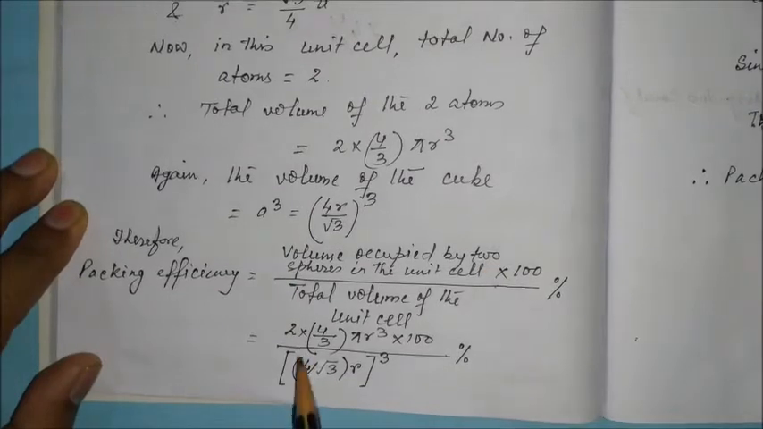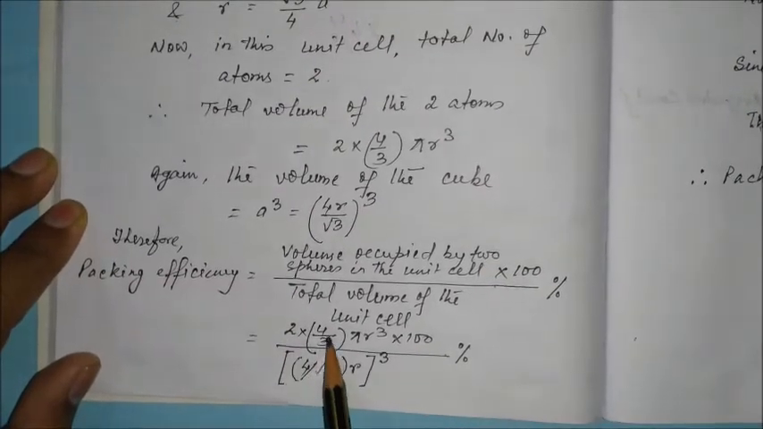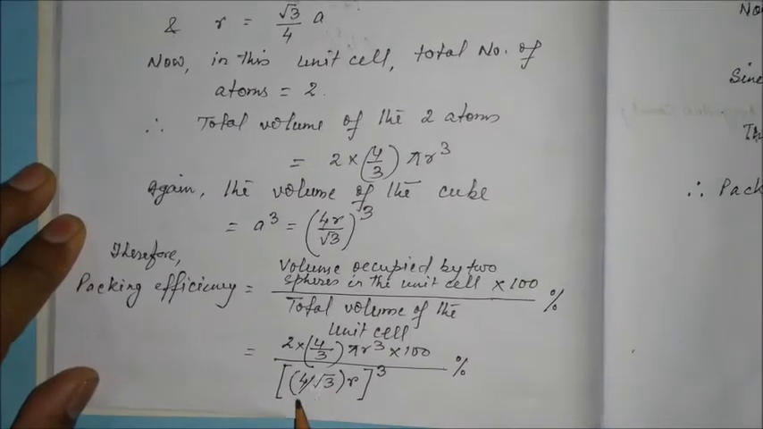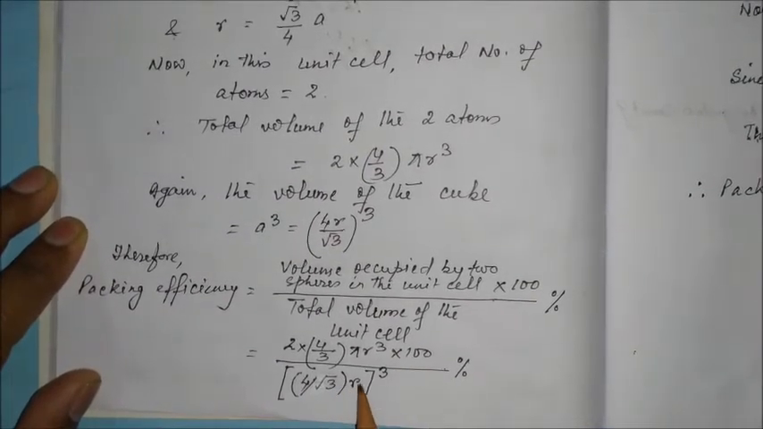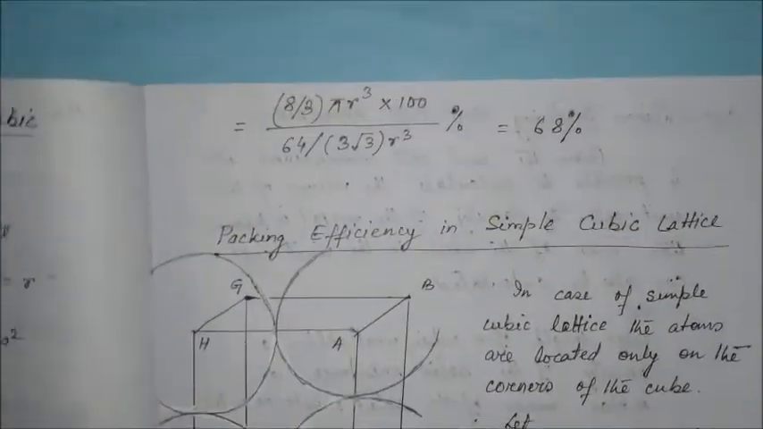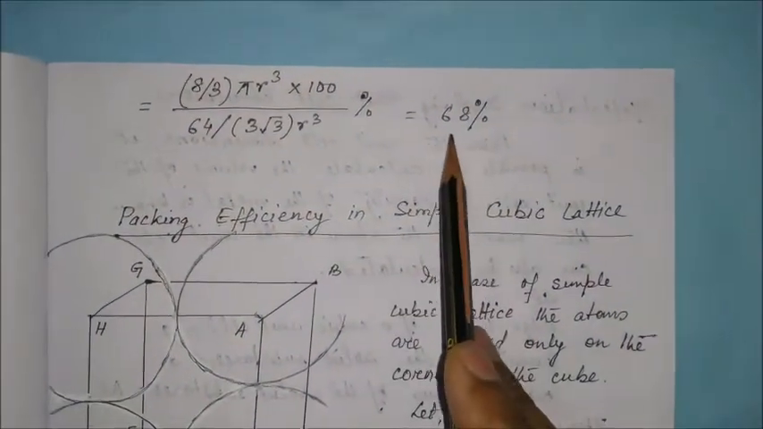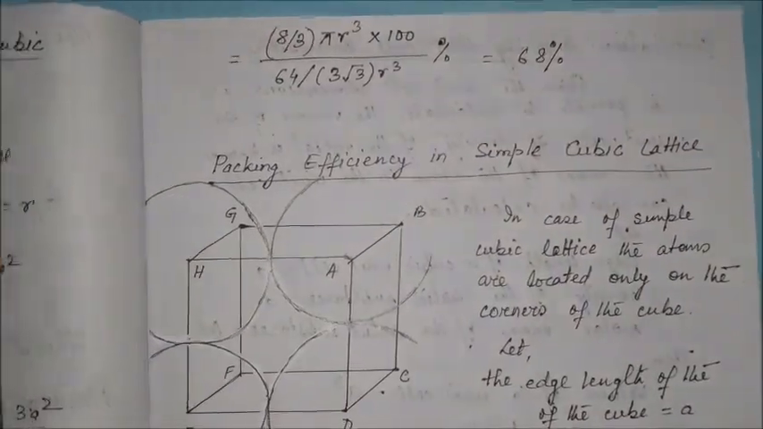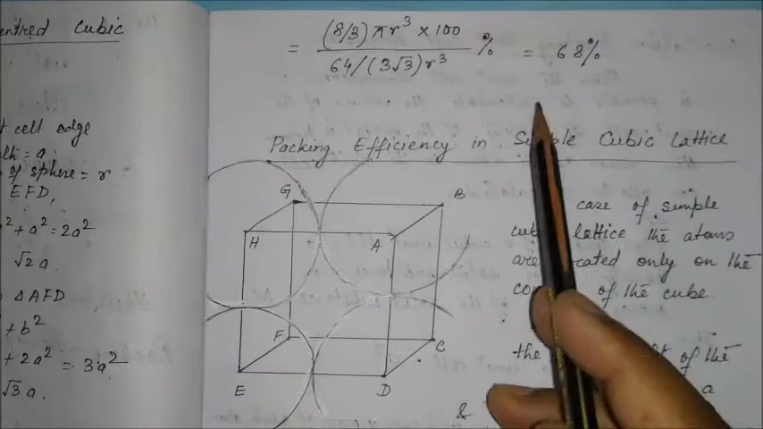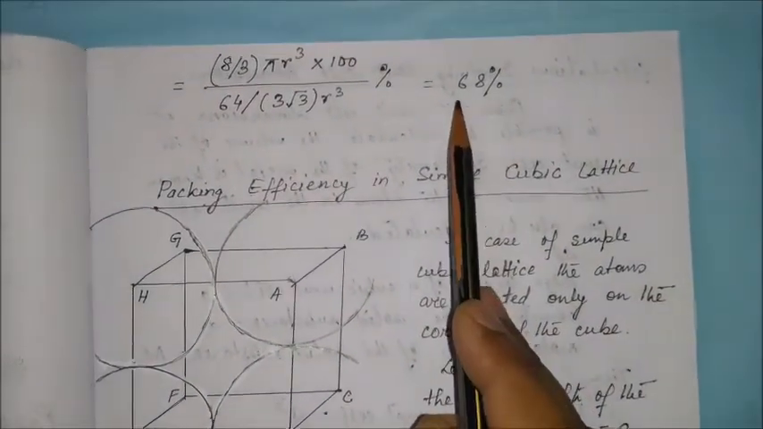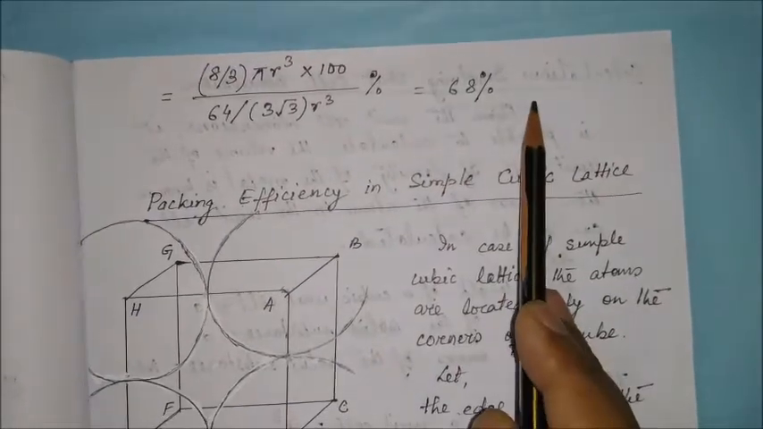When we put in the values, we get 2 into 4 by 3 pi r cube divided by 4r by root 3 whole cube, into 100%. When calculated, the value comes to be 68%. This means in body centered cubic structures, the space occupied by the spheres is 68%.